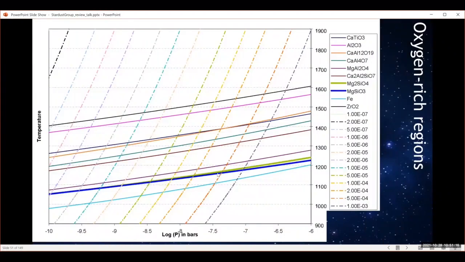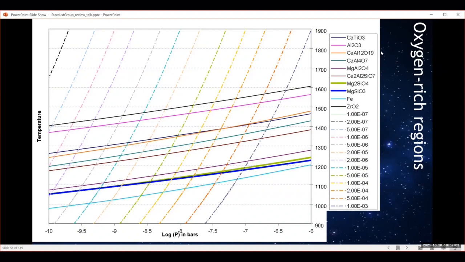Now, what this is showing you is the condensation temperature as a function of pressure. So this is what we call a pressure temperature or PT diagram. So I've got pressure, and this is in bars, and it's a log scale. And this is the temperature. So I've got something that if it's cooling from, say, 1900 Kelvin, and it's just dropping down in temperature, the first thing that's going to form is this black line, which is actually calcium titanate, perovskite. That is going to form first, but that's not going to be very abundant because titanium is so low in abundance. The next thing that's going to form is Al2O3, and then you can see we've got these calcium aluminates.